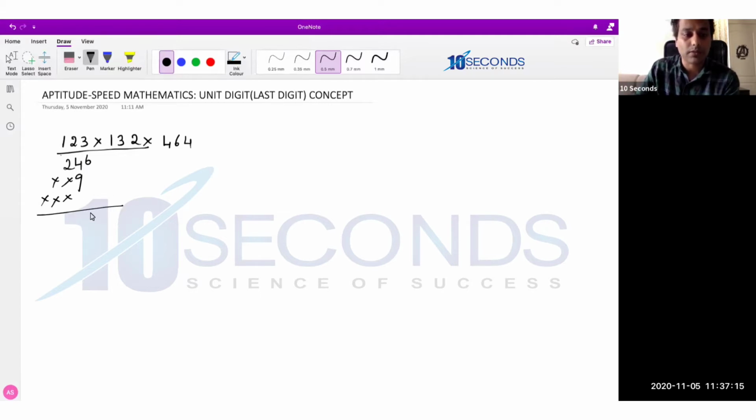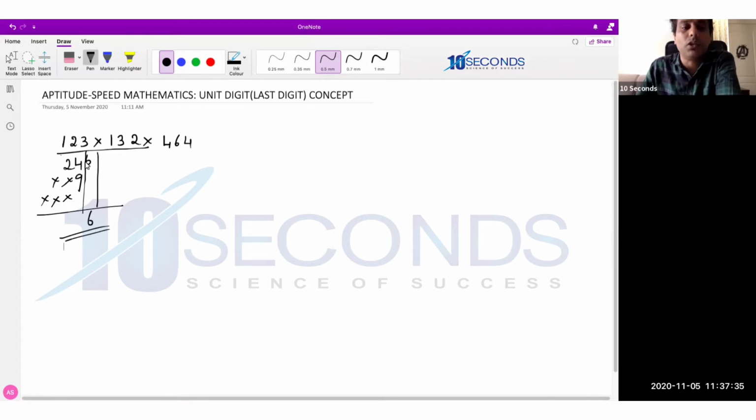When we add this, finally the answer ends with 6. There are other digits in the tens place, hundreds place and so on, but finally the answer ends with 6 because there is no digit below the unit place. When you are not writing any digit below the unit place, obviously the answer ends with the same digit because you are not adding any digit there. So this ends with 6. So 123 into 132 ends with 6.